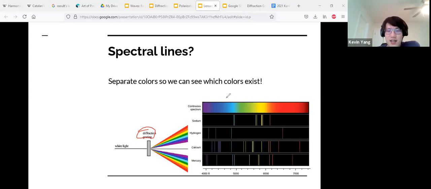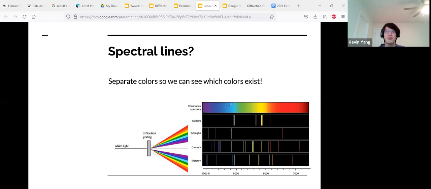Normally, if you see white light, we'd see this entire spectrum of colors, right? But if we're getting it from a certain source, we might only see certain wavelengths of light, right? We might only see this yellow, or we might only see this orange, or a combination of this orange and yellow and this blue, right?